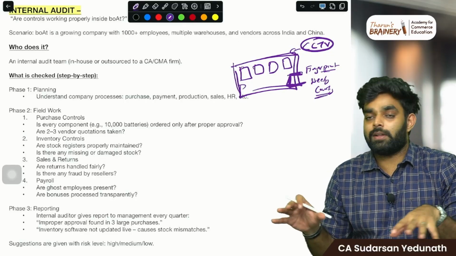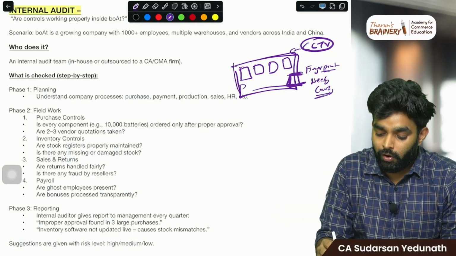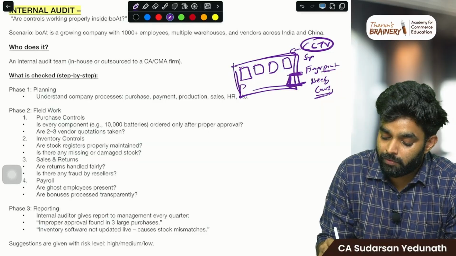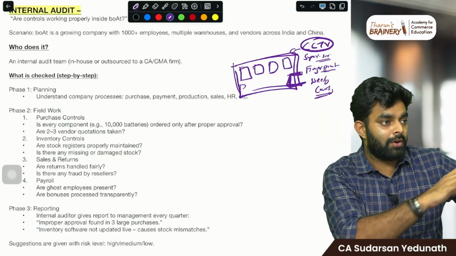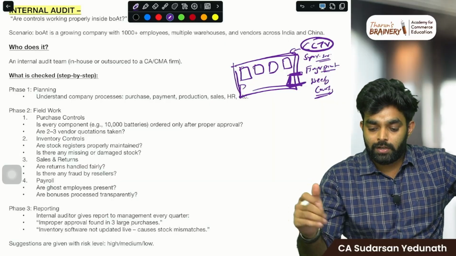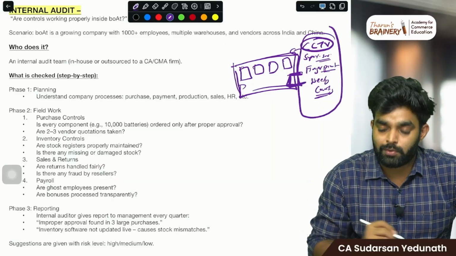Every week they'll just count their inventory stock. Sometimes some supervisor will be there to look after this, who will look at each box and make sure none of the boxes are opened. All these things are internal controls.